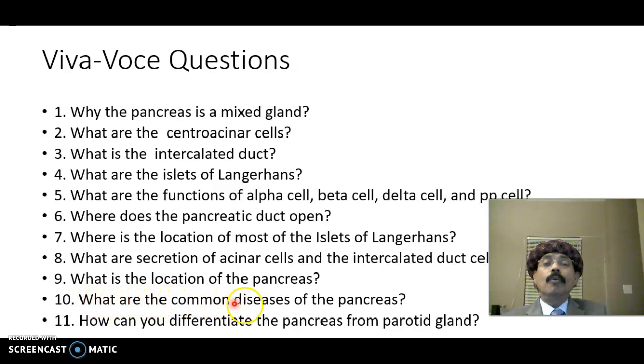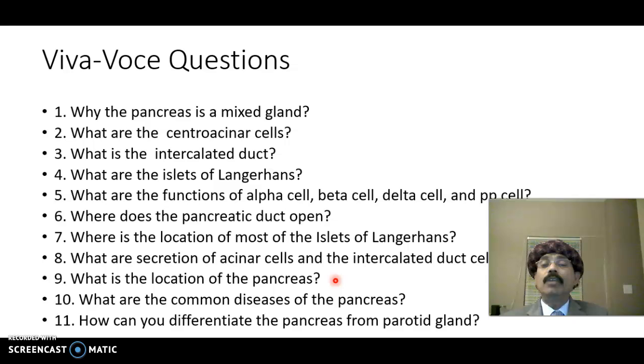What are the common diseases of the pancreas? It is not so common, but it happens. It is very devastating. We may have pancreatitis, inflammation of the pancreas, or pancreatic cancer. This is the fifth most common cause of cancer in the United States. And management is very difficult. It metastasizes to other cells very quickly.